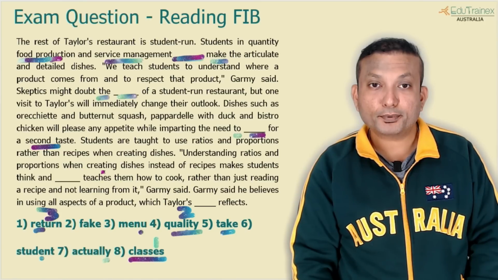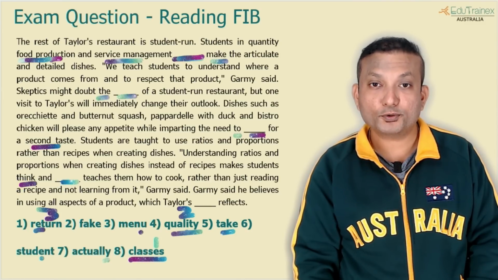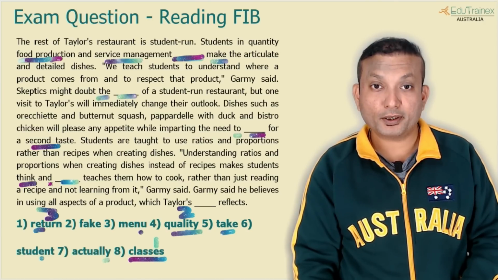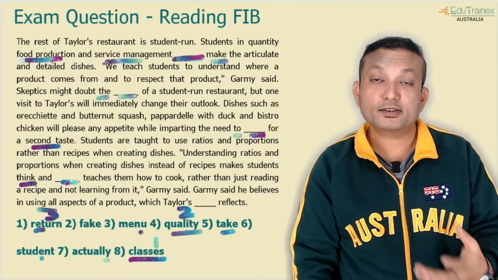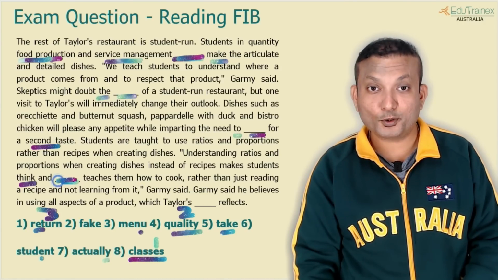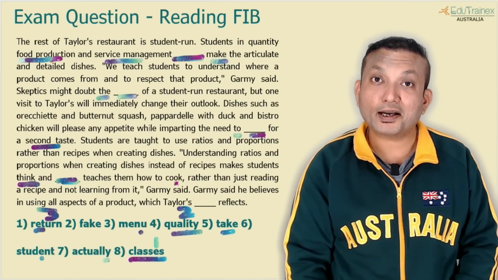Understanding ratios and proportions when creating dishes instead of recipes makes students think, and dash teaches them how to cook. So it is talking about a verb here. Students think and something teaches them how to cook. So this word over here is trying to support the verb. Okay, so we need an adverb over here.